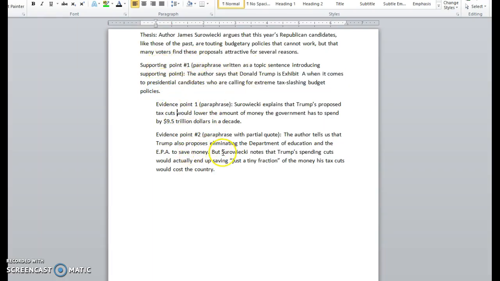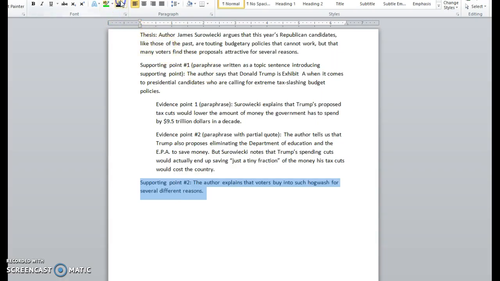So we've got these here, and again, notice attributive tags all the way through this. The author tells us, Surowiecki notes, Surowiecki explains, all of that's so important. In every one of these sentences that you write, you want to be sure you have an attributive tag that makes it clear that you're telling us what the author said or what the author thinks, not what you said or what you think.